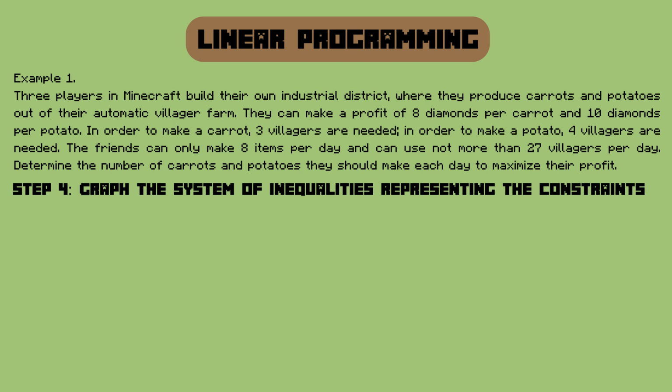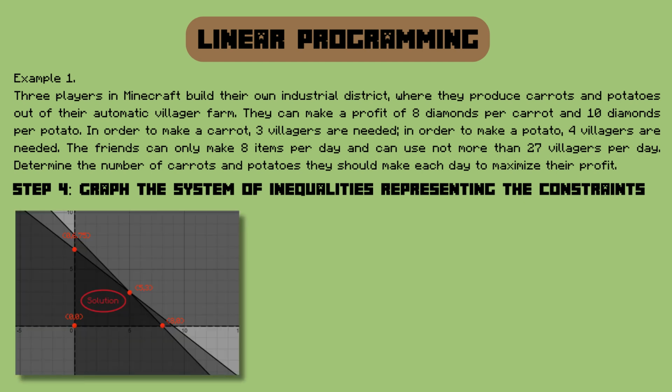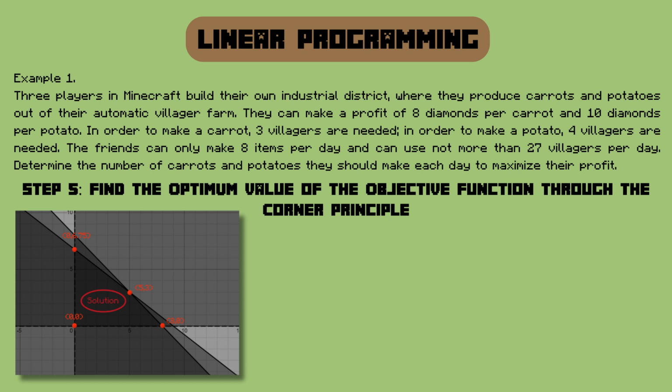This can be done through graphing calculators such as GeoGebra or Desmos. Through this graph, we find the feasible region, which is the set of points that satisfies every constraint. From the feasible region, which is the darkest shade area, we mark all of its corner points to determine the optimal solution.